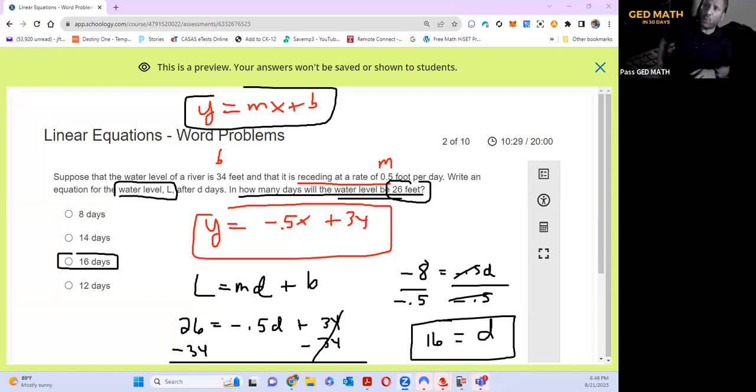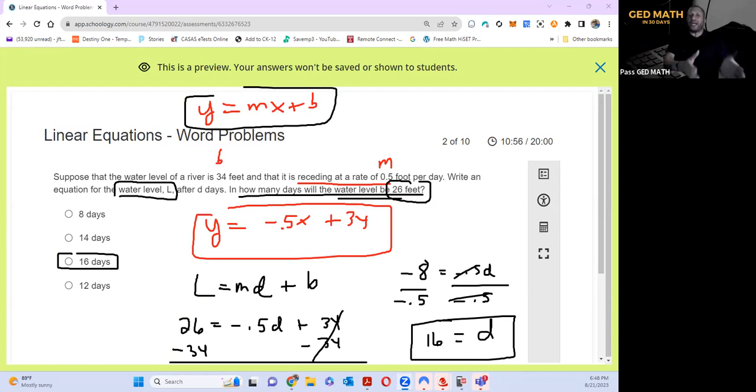So we knew to start with y equals mx plus b. The second thing, we identify what's changing and what's not changing. We realize that the 34 is where it's starting. That's not going to change. That's the beginning. The 0.5 every day is changing, since it's receding and going down, every day you're subtracting 0.5. So my slope is negative 0.5.